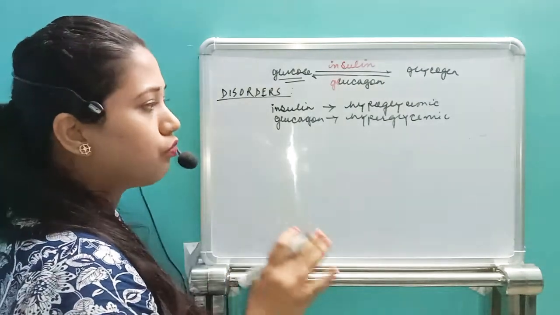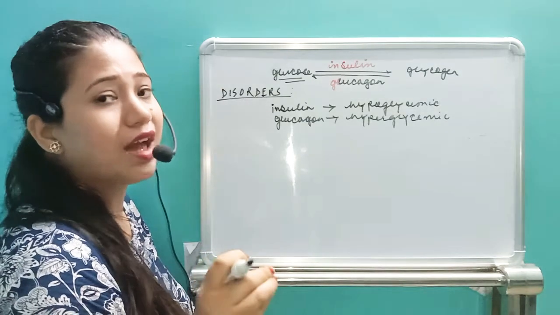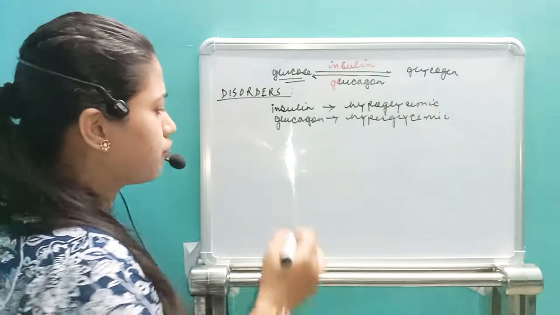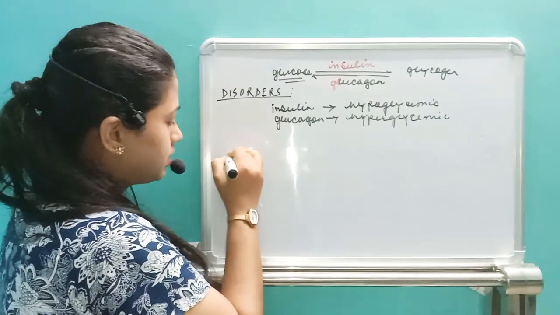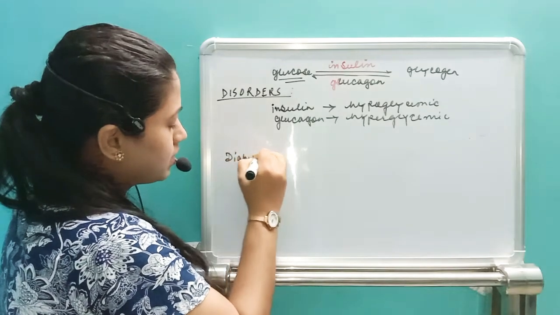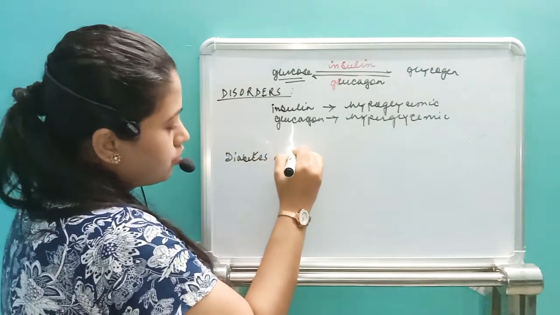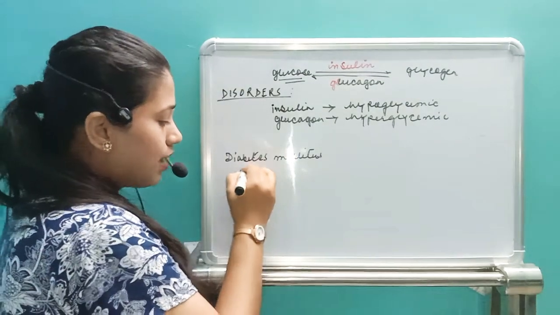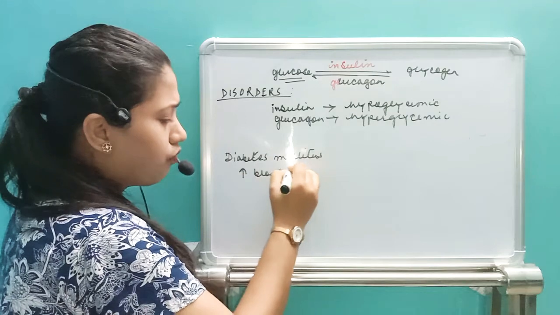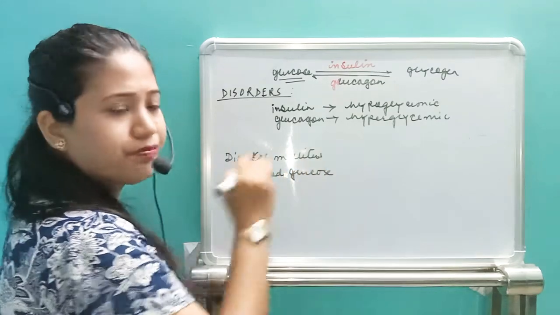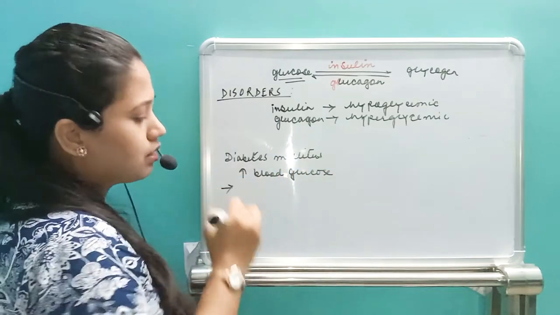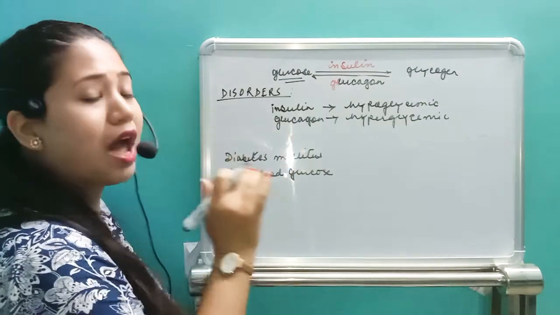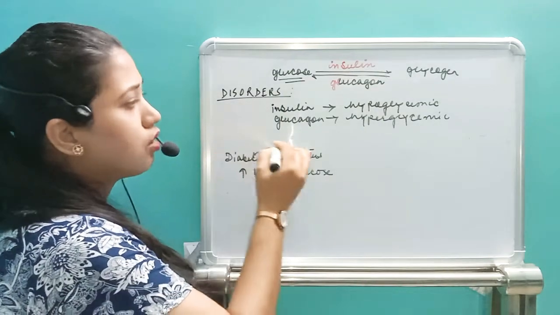Now just see in what conditions we can have high blood glucose level or low blood glucose level. So we have a very common disease called diabetes mellitus. In diabetes mellitus, the blood glucose level is very high. Why can the blood glucose level be very high? It can be either the hypersecretion, excessive secretion, of glucagon or less secretion of insulin.